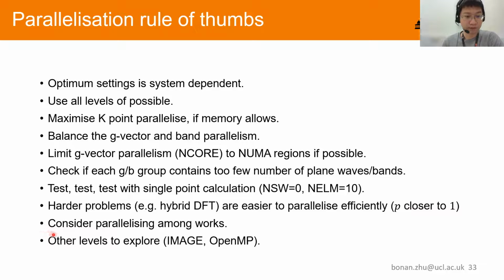One should also consider parallelizing among different calculations, because that's what gives you 100% efficiency. For example, if you're doing geometry relaxations for 1,000 materials, it's best to run each calculation using a small number of cores, and run these 1,000 relaxations in parallel as much as possible as independent jobs, rather than running one calculation after another, each using a large number of cores. There are also other ways of parallelization to explore, which I won't cover.